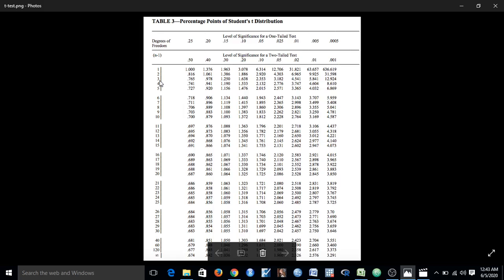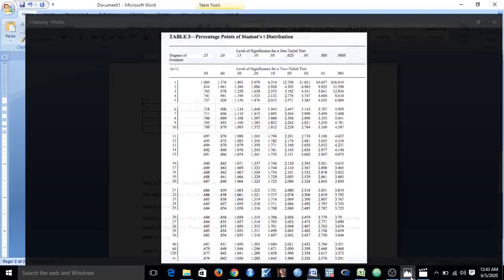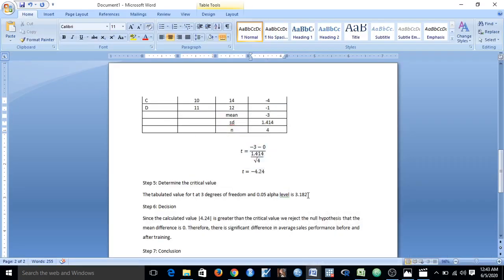So we can see that the degrees of freedom are here. We can see that this is 3. Then if we trace up to 0.05, we see that we have 3.182 as our critical value. 3.182. So that's how we got this 3.182.